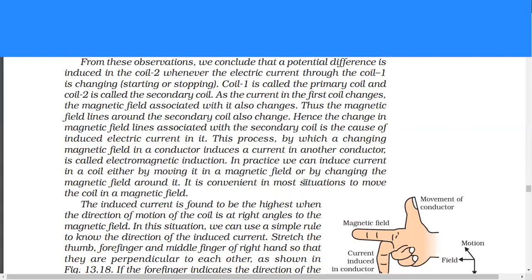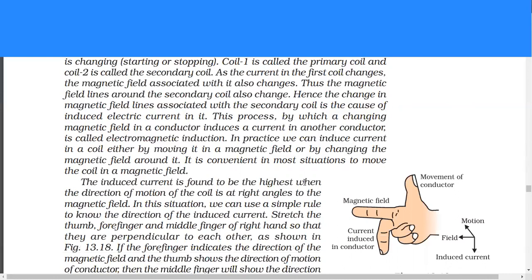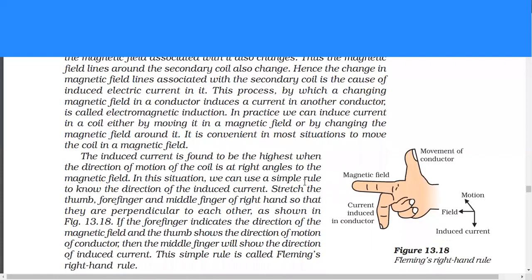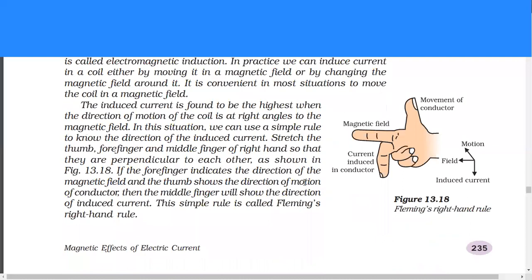This process by which a changing magnetic field in a conductor induces a current in another conductor is called electromagnetic induction. In practice, we can induce current in a coil either by moving it in a magnetic field or by changing the magnetic field around it. It is convenient in both situations to move the coil in a magnetic field. The induced current is found to be the highest when the direction of motion of the coil is at right angles to the magnetic field.